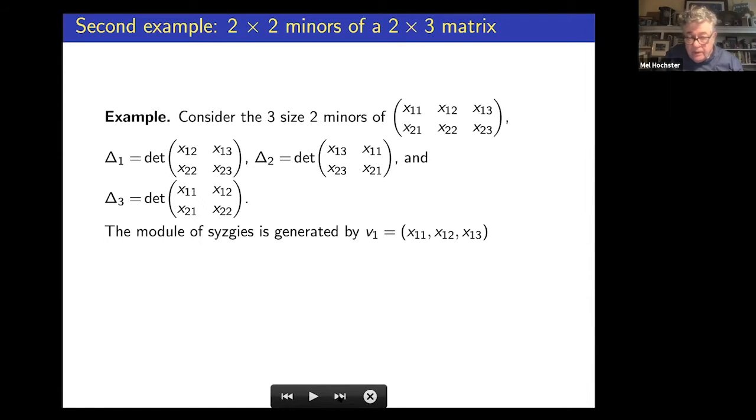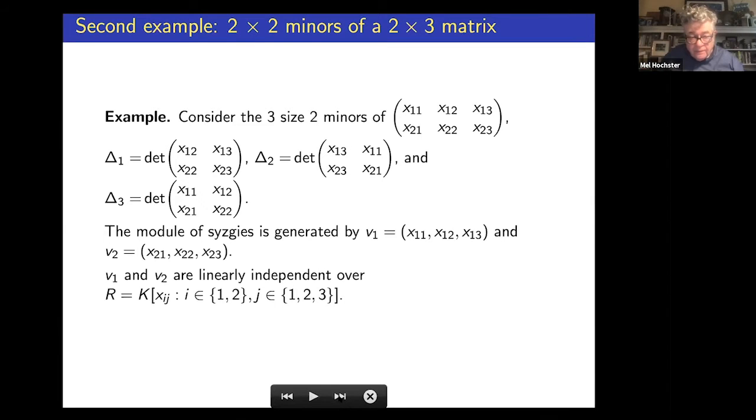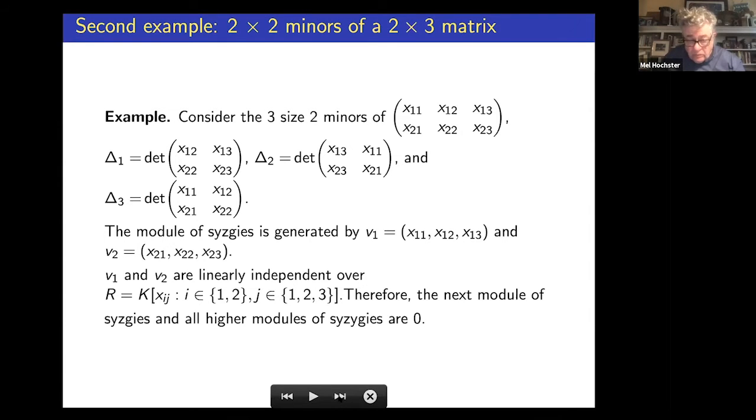So one relation is given by the first row of the matrix. In fact, if you duplicate that row and expand by minors, the determinant is 0, and that gives you the relation. And the other relation is given by the second row, and they're linearly independent over this ring. So again, the process terminated quickly. So after that, all the syzygies are 0.